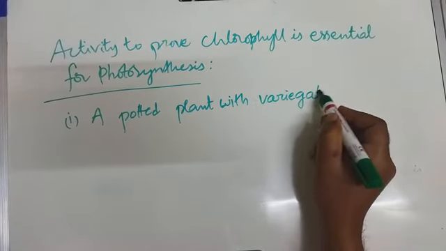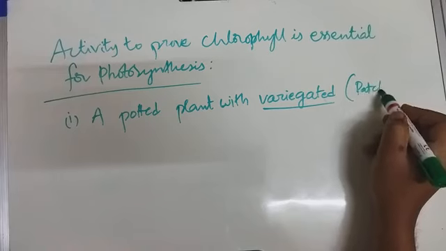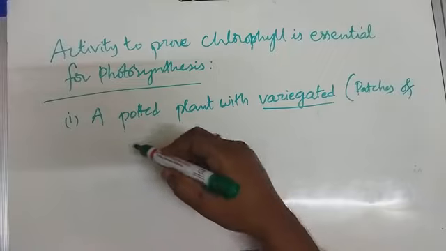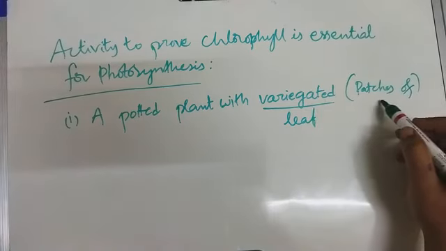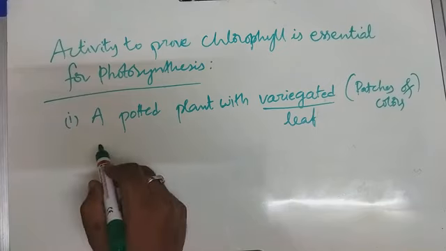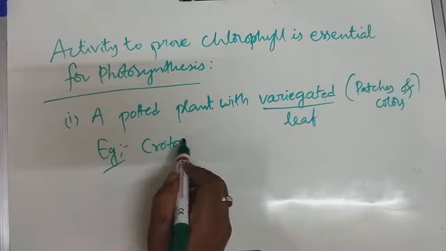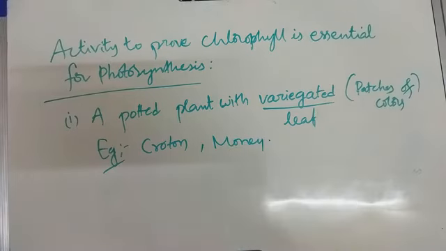Variegated means patches of colors. Examples for such plants are croton and money plant. Money plant is an example of a plant with variegated leaves that grows in pots.